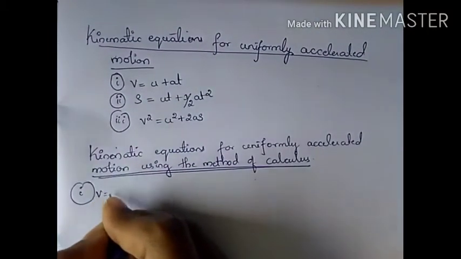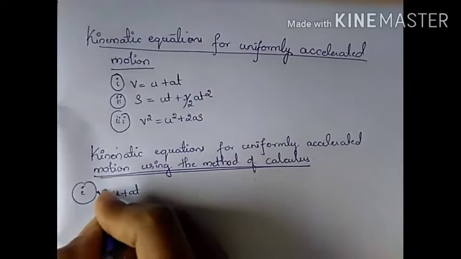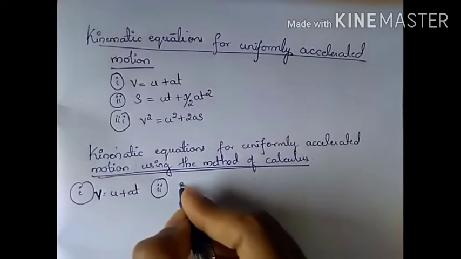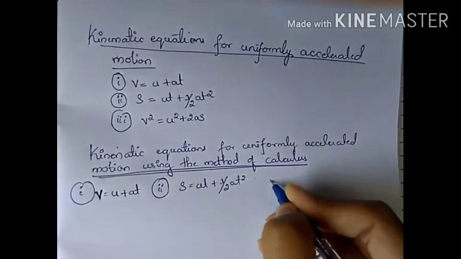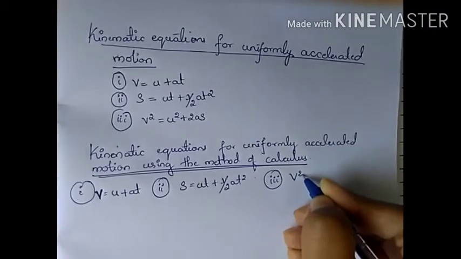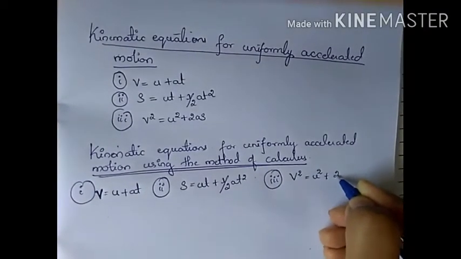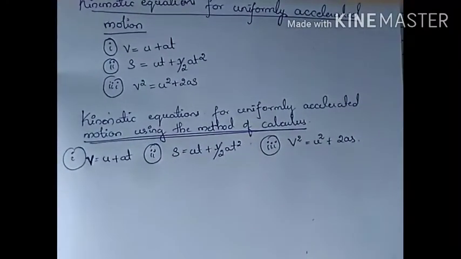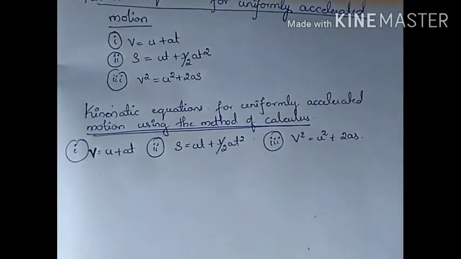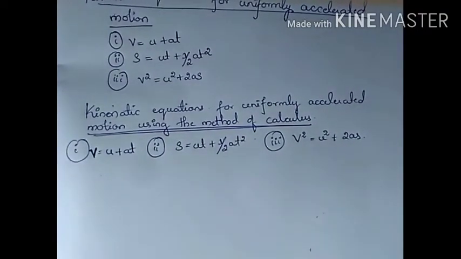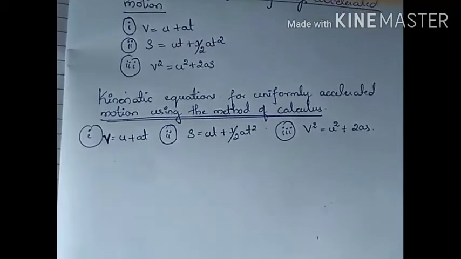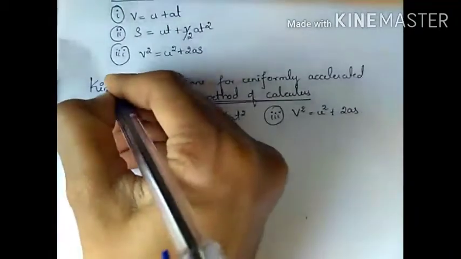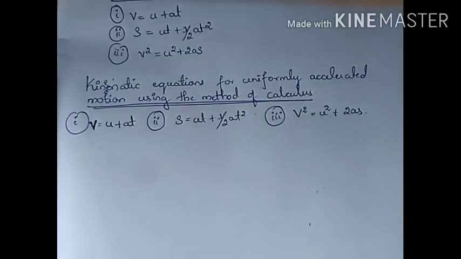same equations, that is v is equals to u plus at, the second s is equals to ut plus half at square, and third is v square is equals to u square plus 2as. So from these two different methods we are deriving the same equations, and the derivation for these equations is important because they will be asked in your exams. So now let us start.